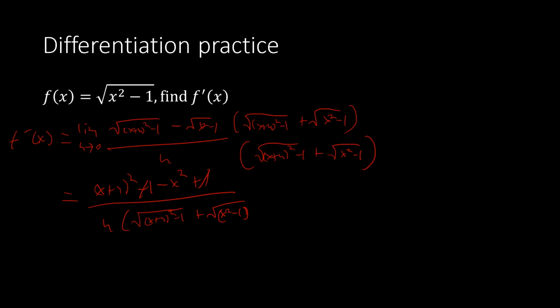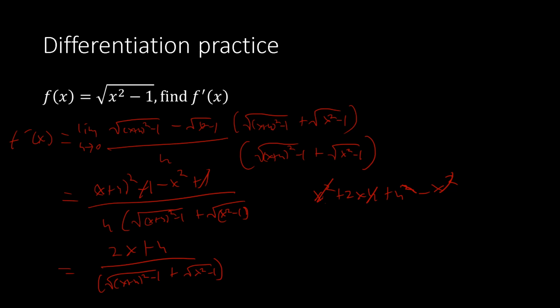I don't want to write this all out again, so I'm going to just write this over here. The numerator here is going to be x squared plus 2xh plus h squared minus x squared. We cancel those, and we're going to cancel with the h, all of these h's. So we're going to end up with 2x plus h over square root of (x plus h) squared minus 1 plus square root of x squared minus 1.